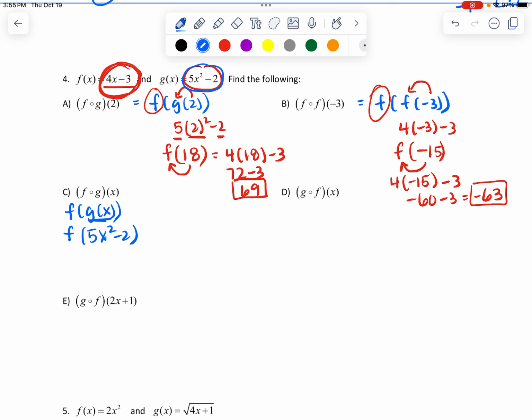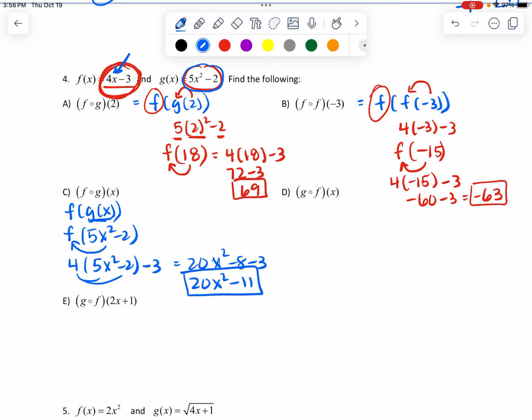And now this just says plug 5x squared minus 2 into f. So I'm going to put 5x squared minus 2 into that x there. So this is going to be 4 times, replace the x with 5x squared minus 2. Don't forget the minus 3 on the outside. And let's just distribute. So that's going to give me 20x squared minus 8 minus 3. Combine the negative 8 and the negative 3 into a negative 11. And there you have it.